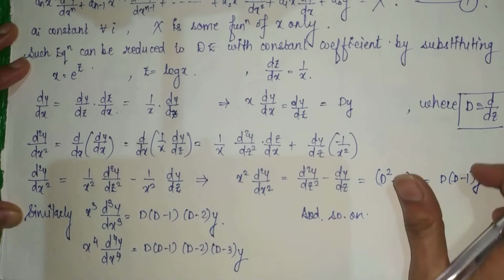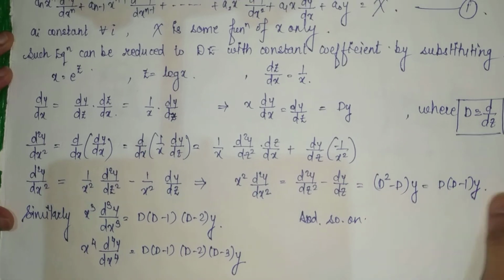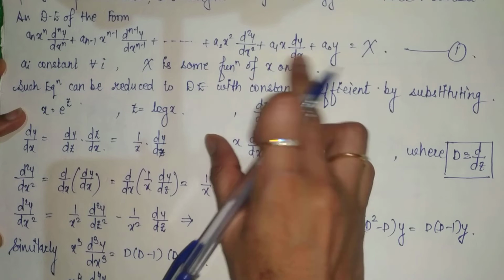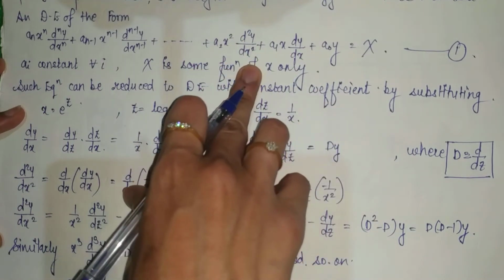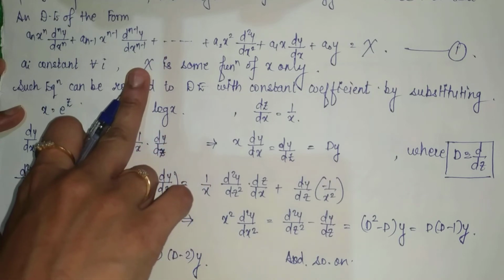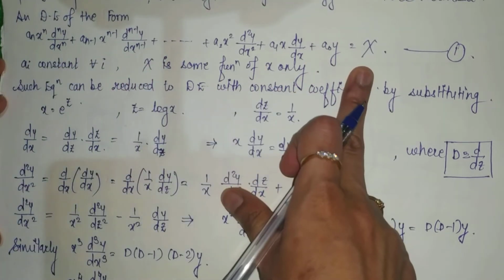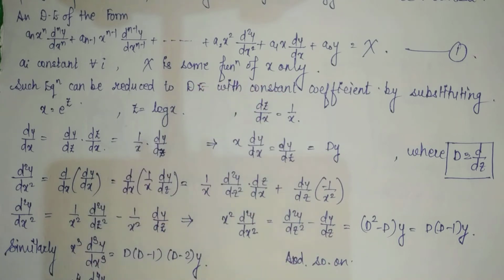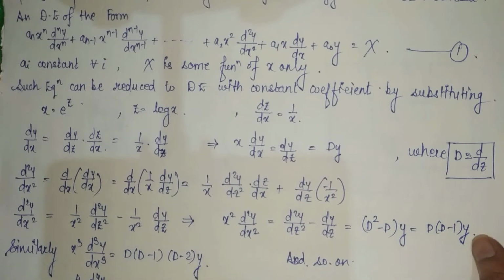But my D is what? D by dz. After taking this substitution, we are going to replace x dy by dx, x square d square y by dx square, up to x raised to n minus 1, d raised to n minus 1 by dx raised to n minus 1. Whatever differential equation remains after substituting will be a differential equation with constant coefficients, so that we can solve by our usual way, which we have done in the previous lectures. Now let us solve one question.